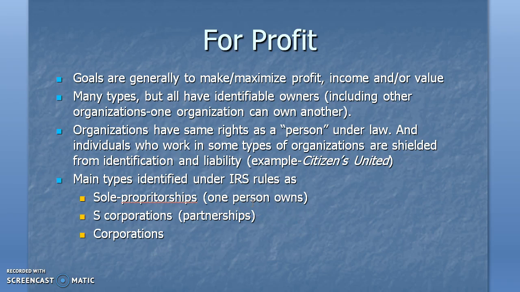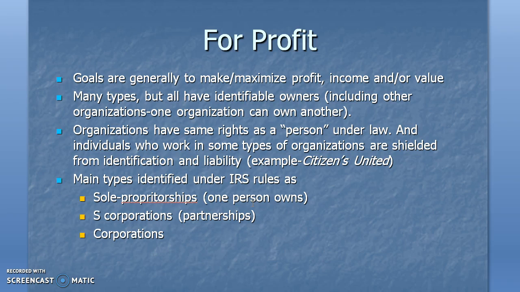For-profit organizations are generally there to make or maximize profit, income, or value. There are many different types, but one commonality of a for-profit organization is they all have an identifiable owner, including other organizations. One organization can own another. Organizations have the same rights as a person under the law, and persons who work in some types of organizations are shielded from identification and liability. Some of you may have heard about the controversy with the Citizens United Supreme Court case recently.